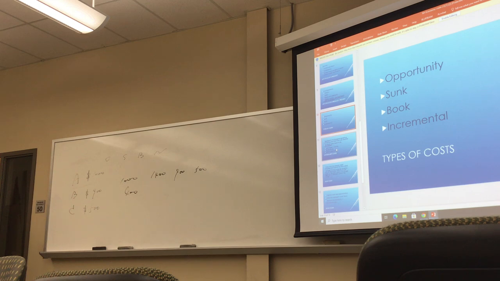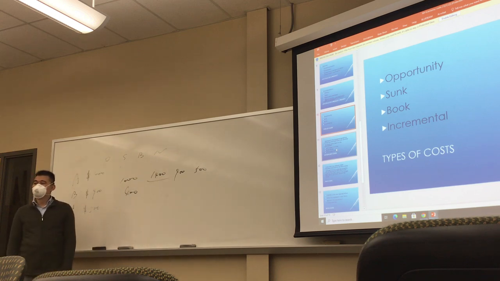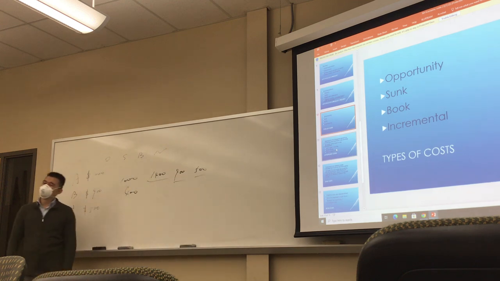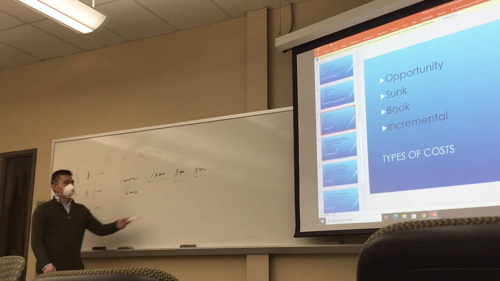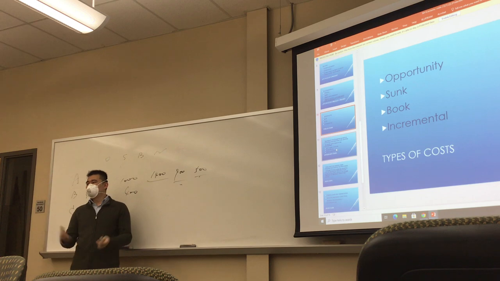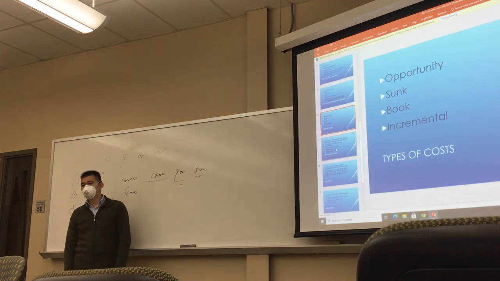Which one is correct? B? 1,400? No. 900? 500? So either this or this is correct. That means opportunity cost is not a fixed cost. When you compare to different opportunities, the cost can be different, okay?